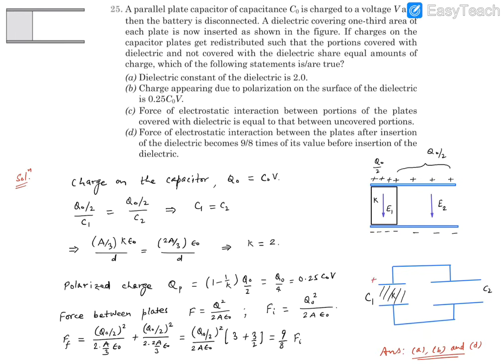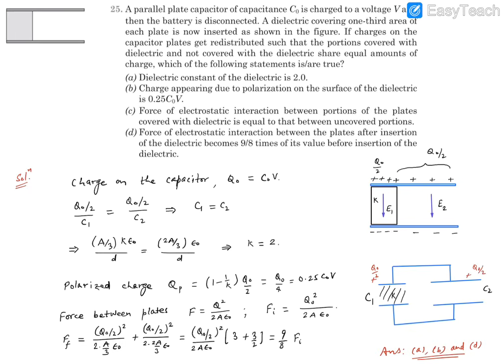And they both have a charge Q0 by 2 on each. So this charge is Q0 by 2. This is also Q0 by 2. So we can apply the condition V1 is equal to V2. So V is going to be Q by C1 is equal to Q by C2. Since the Q's are identical, C1 and C2 must be identical because charges are identical. So the capacitances need to be identical.